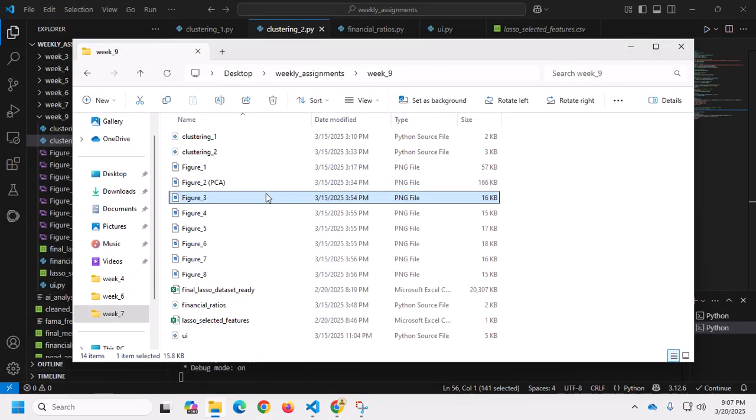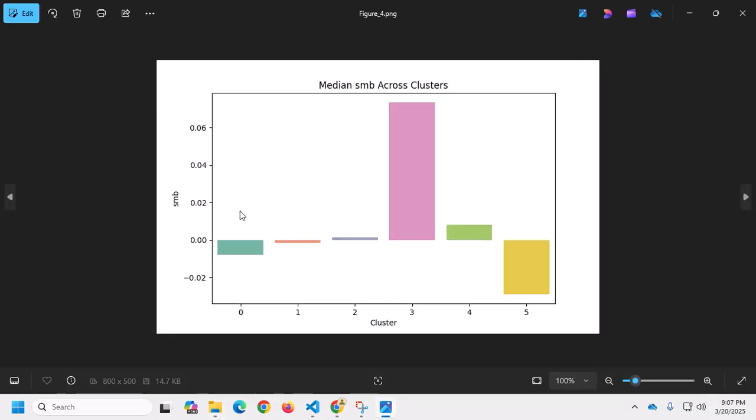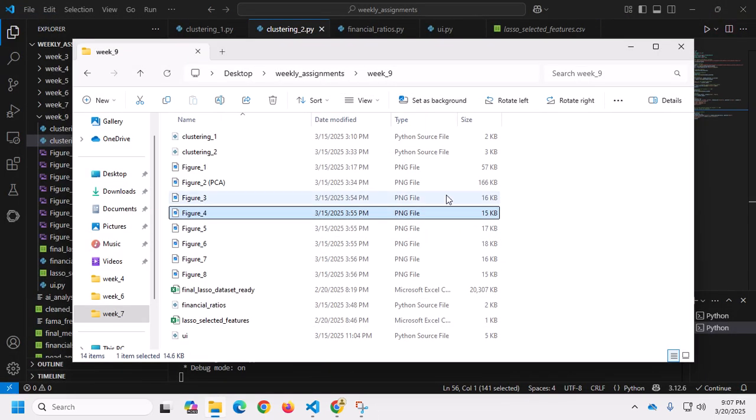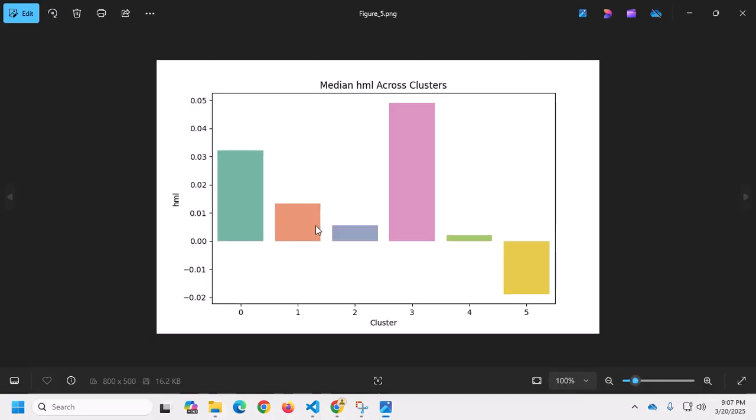So, in regards to that, I also had the median small minus big over here as well. So we can see that cluster number three still has the highest value. Well, you can say that this is cluster number four, but since it begins from zero, it is labeled as three. So you can see that this is right over here. This is for the SMB, and then we have the high minus low over here as well.